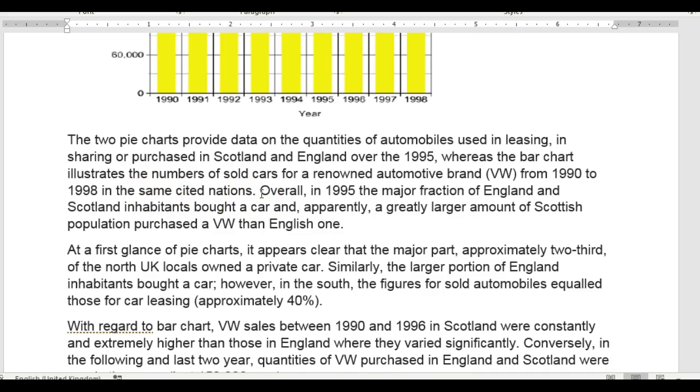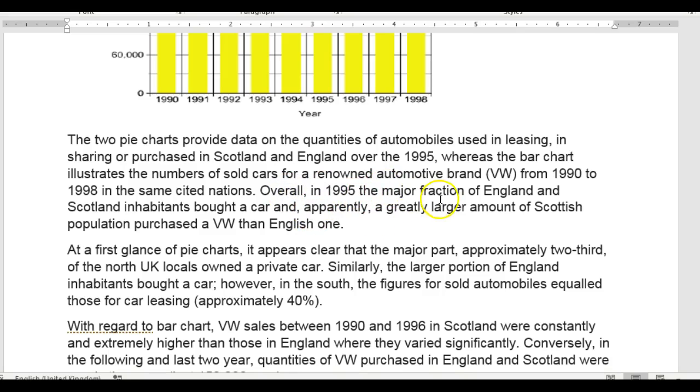Okay, nice. Let's fix this a bit. I like the way you're trying to find synonyms for cars, but I would simply say leased, shared, or purchased. There's nothing wrong with that. I would say in the course of the year 1995, whereas the bar chart illustrates numbers of cars sold by a renowned automotive brand from 1990 to 1998 in the same cited, I wouldn't say nations, countries is better. Nation is more about people, and country is more about territory or areas.